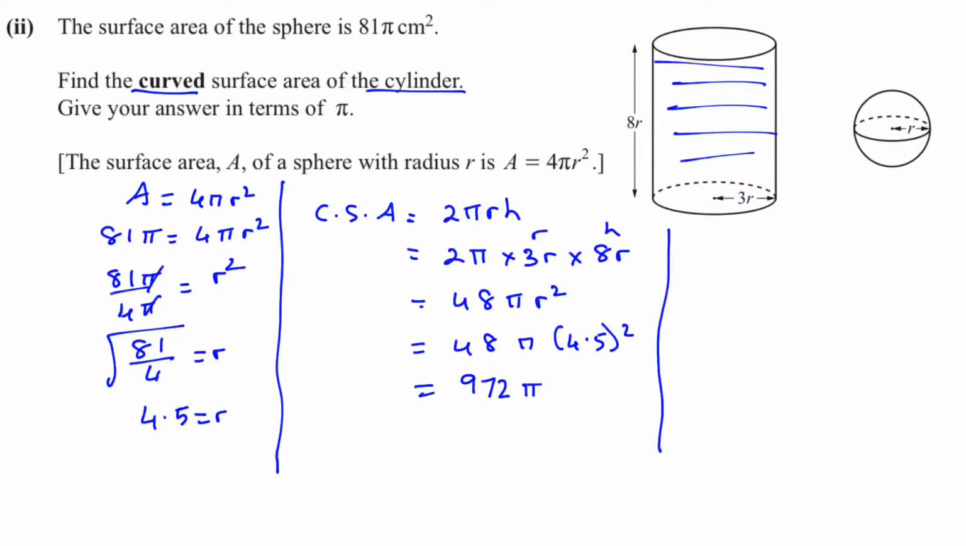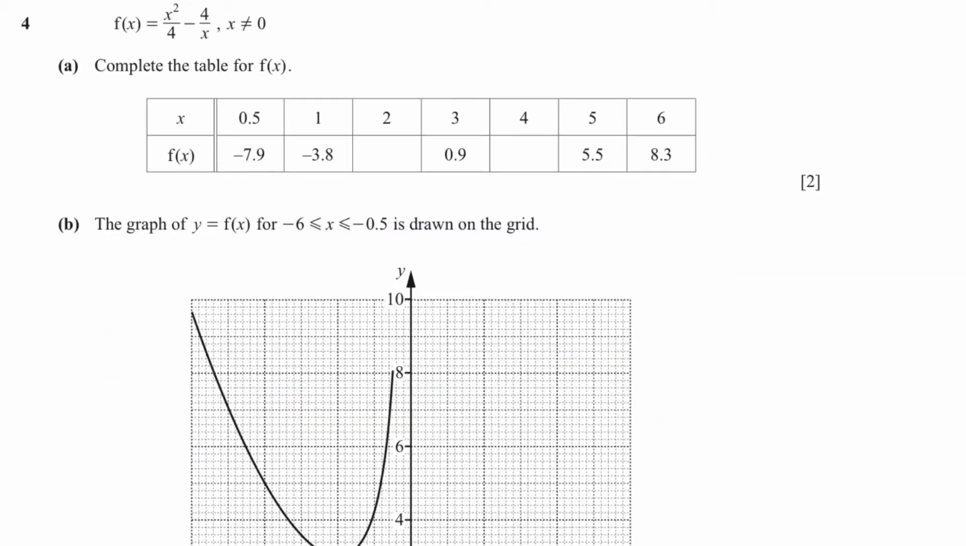If you find this confusing, after this step, you can replace the r with 4.5. So this is the r that we took from here, and this r is 4.5. Put it in the calculator and you will still get the same answer, 972 pi.